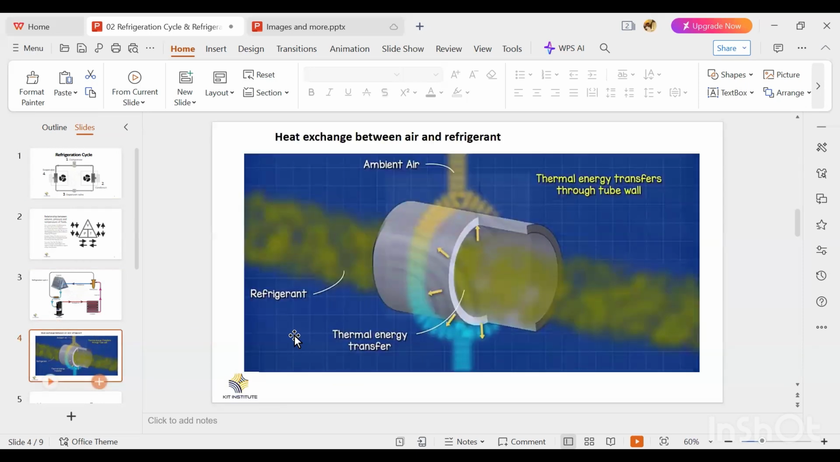Okay, so now this is what happens in the coils. This is a tube section, a cut section. I've cut through the tube, and you can see what is happening inside. Inside the tube is our refrigerant, and on the outside of the tube is where the air is going to be blowing.